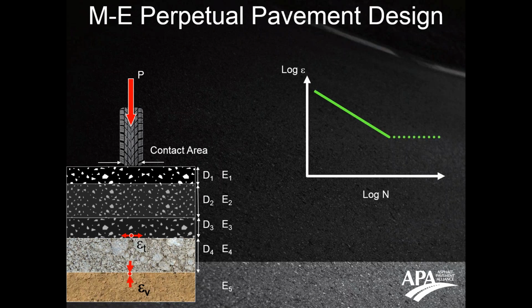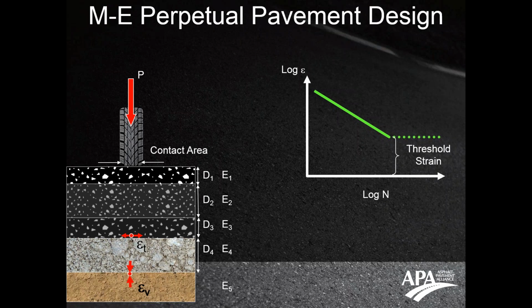The empirical part comes in on the right-hand side of the screen, where we have to think about what relationship those strains have with how many load repetitions we expect before we see a crack develop or a critical amount of rutting form. The slanted line here we usually refer to as the transfer function, and that relates the amount of tension or compression to how many load cycles we have until failure. That's what this log N is, where N is the number of cycles until failure.